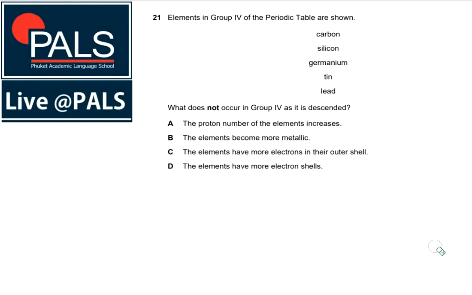Elements in group 4 of the periodic table are shown: carbon, silicon, germanium, tin, and lead. What does not occur in group 4 as it is descended? Of course, the proton number of the elements increases. The elements become more metallic. However, the elements do not have more electrons in their outer shell because they have the same number all throughout. And the elements have more electron shells as you go down. So the correct answer for what does not occur is letter C.